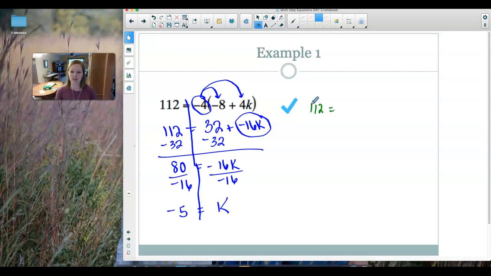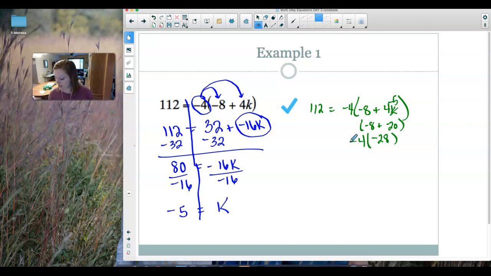So I'm going to check this. Again, you don't have to, but it does help if you want to just make sure you did it right. So k is -5, so we're going to put that in there. So in these parentheses, we have -8 plus -20, which is -28. And then we have to times that by -4. And negative times a negative is positive. 28 times 4 is 112. So we know we have our answer correct.